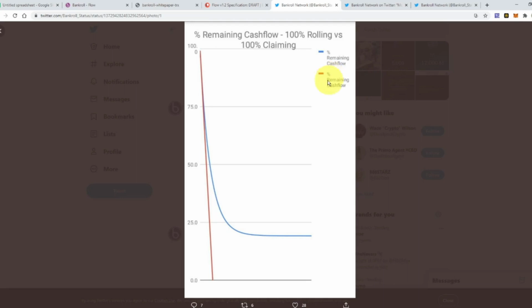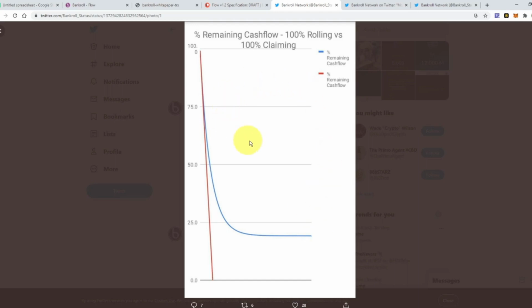Bankroll also came out with a graph depicting such. Whenever you start your account, you start at 100%, and then they both climb down these red and blue lines, the blue representing the percent cash flow remaining if you were to roll every single day, and the red representing if you were to claim every single day. You'll see that claiming does take you out to 0. So remember, when your claimed amount catches your max payout, you are at 0% on the battery. However, if you were to roll, it's going to taper off until it stays stagnant at 20%.